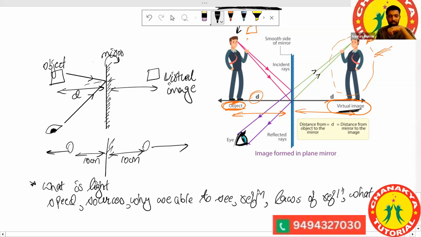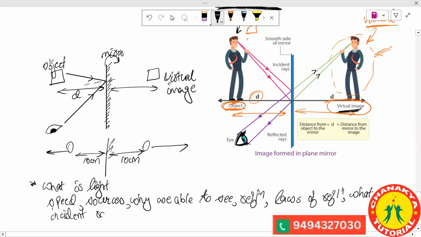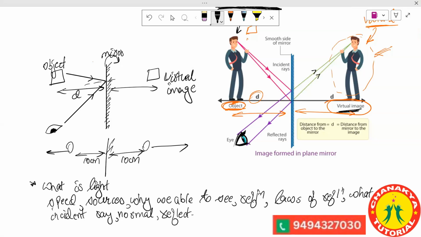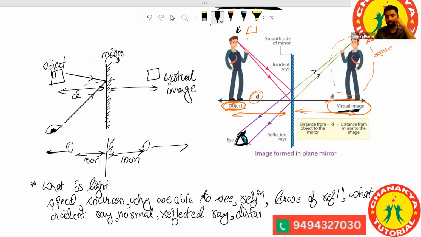We have seen the incident ray, normal and adjacent ray. What did you say? Adjacent ray, sir. It's not adjacent, it is reflected ray. Sorry, sir. Okay, it's okay. It is the reflected ray. We also learned about distance, and we have learned about plane.